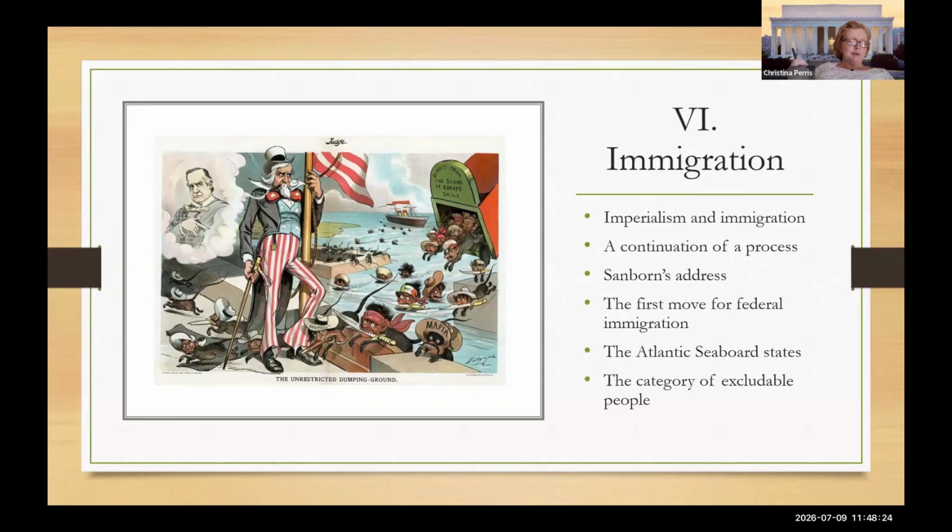Between 1870 and 1920, over 25 million immigrants arrived in the United States. This migration was largely a continuation of a process begun before the Civil War.